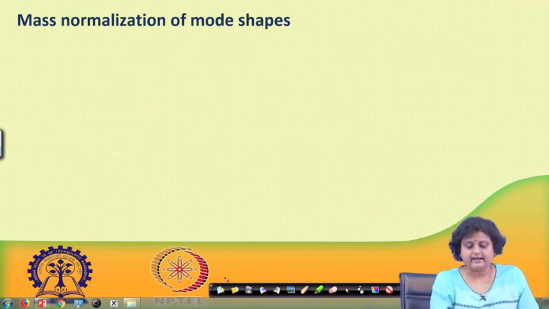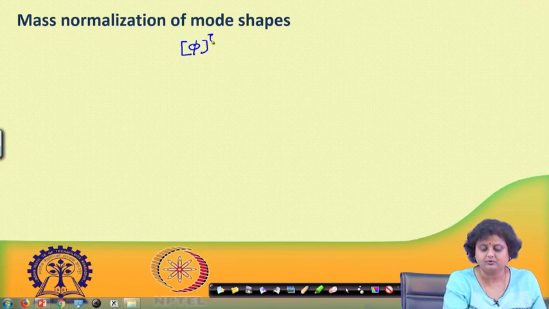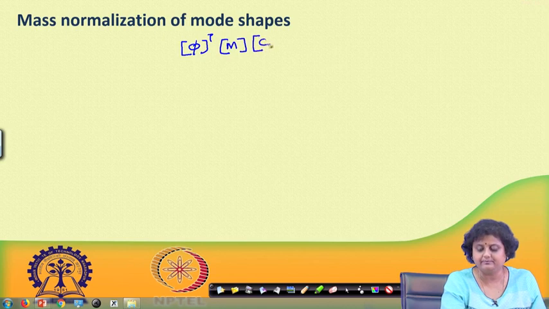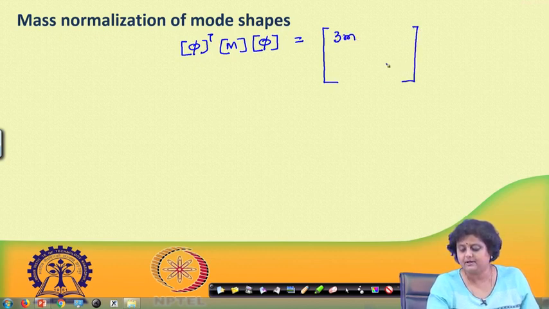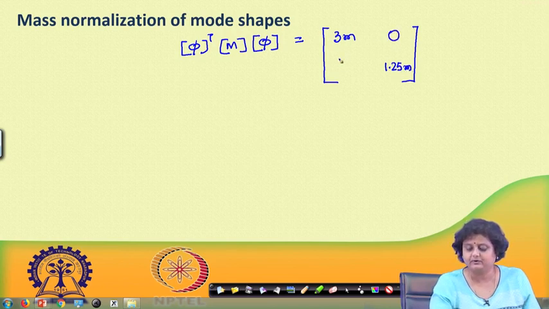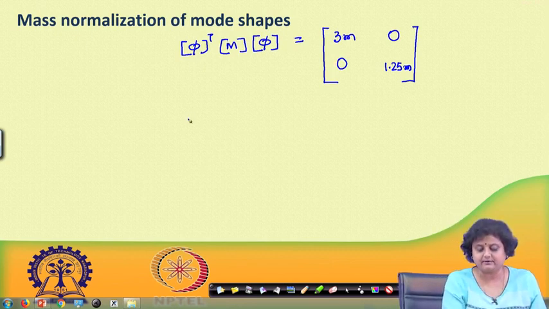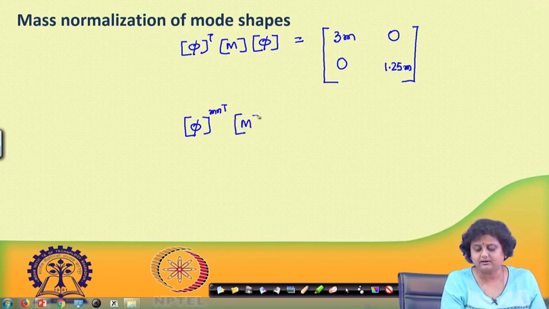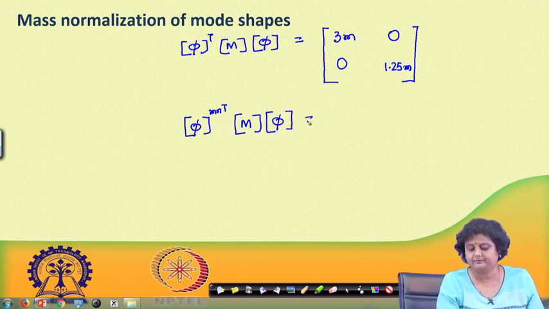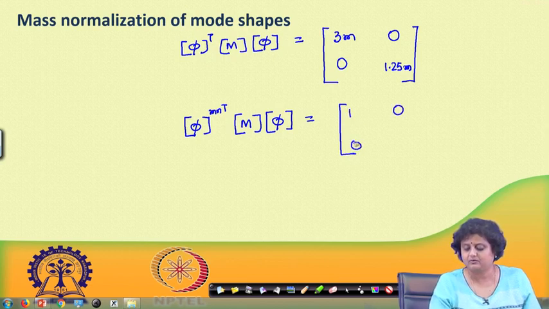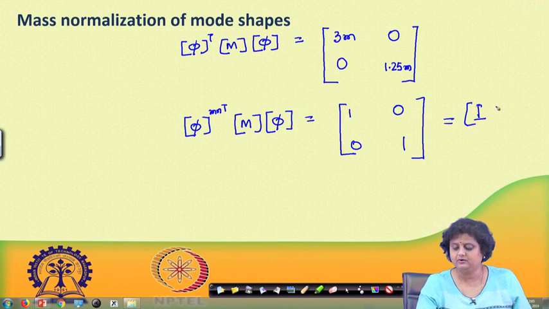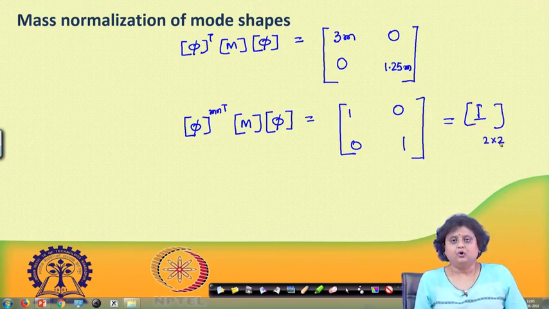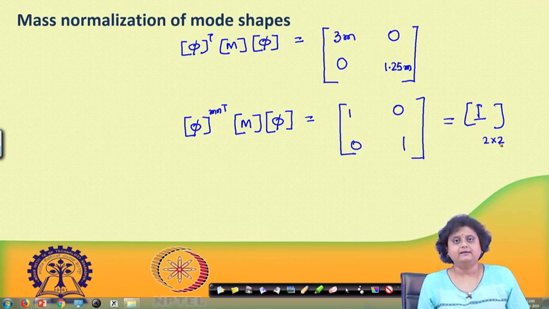So, the expression phi transpose m phi is going to be a diagonal matrix with the diagonal terms as 3 m and 1.25 m. Okay. When phi is not a mass normalized matrix, but when for the same system phi is mass normalized, then this same product is going to look like an identity matrix I, which is again 2 cross 2, right.